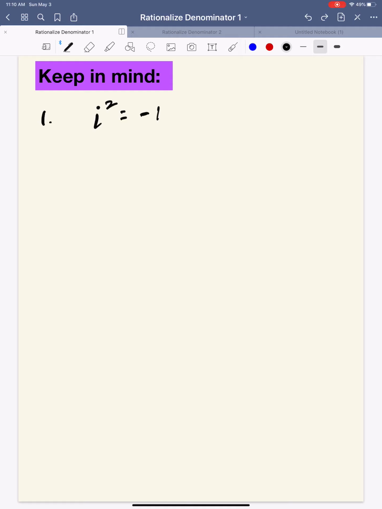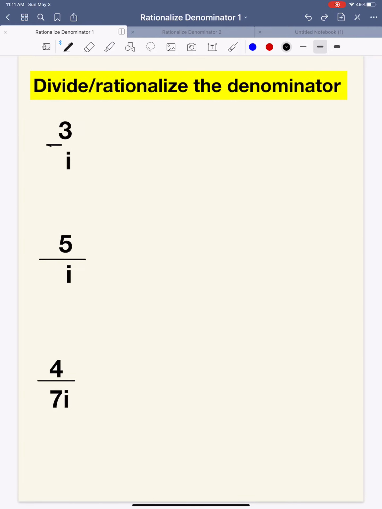Okay, the biggest thing that you should keep in mind today is that i squared equals -1. It's the most important one that I told you need to know, and you'll need to use them today to do the problems that we're going to do. Okay, so we're going to divide and rationalize the denominator.